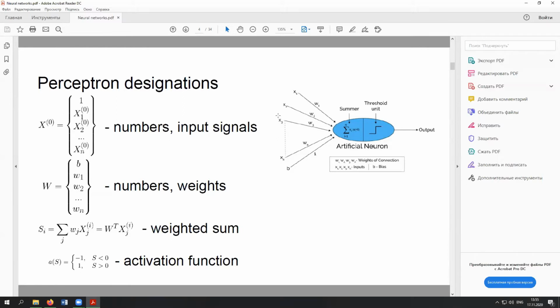In this case, there is no training. For one iteration, we will find the particular weights for these signals, and the process of learning will consist of one step.